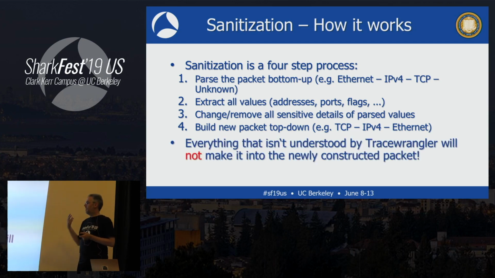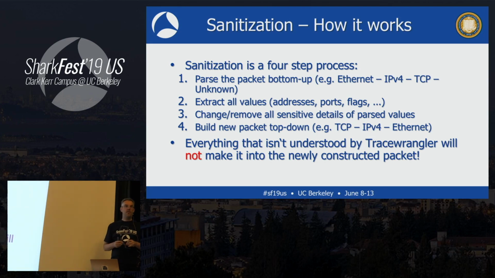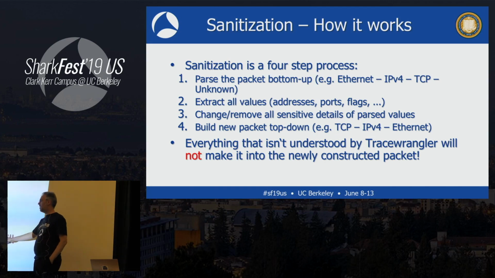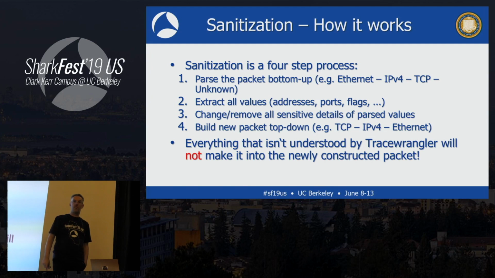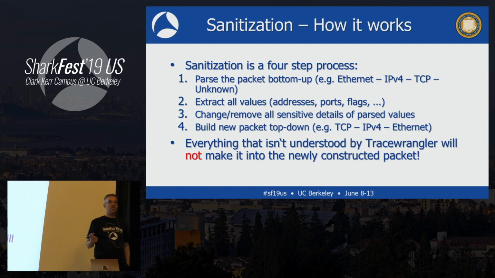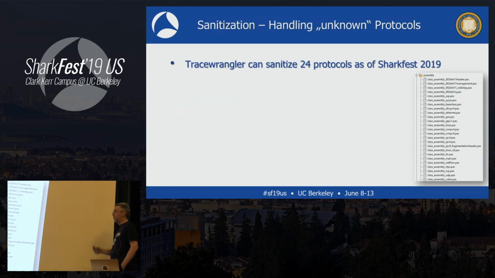And the most important thing here is if TraceWrangler doesn't understand something, it cannot survive this process. It must not survive the process because it may be exposing something that is critical. So the principle is that if TraceWrangler doesn't know what it is, it will not make it to the newly constructed packet, unless you configure it to do so. You can always override that and say, if you don't understand it, just keep it and put it into the new packet. Okay?